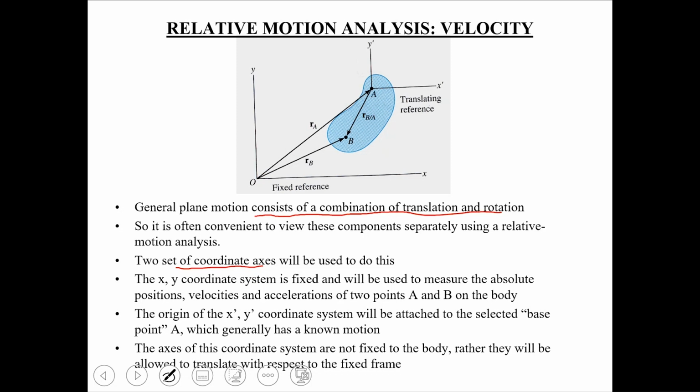We are going to define two sets of coordinate axes. The first set, which is the fixed xyz frame of reference, will be used to measure the absolute positions, velocities and accelerations. Whereas the second frame of reference, which is this x', y', is going to be attached to the selected base point A, which generally has a known motion. The axes of this coordinate system are not fixed to the body, rather they will be allowed to translate with respect to the fixed frame. So we are going to consider a rigid body and use the same relative motion analysis which we developed in chapter number 12 in order to perform the velocity analysis.